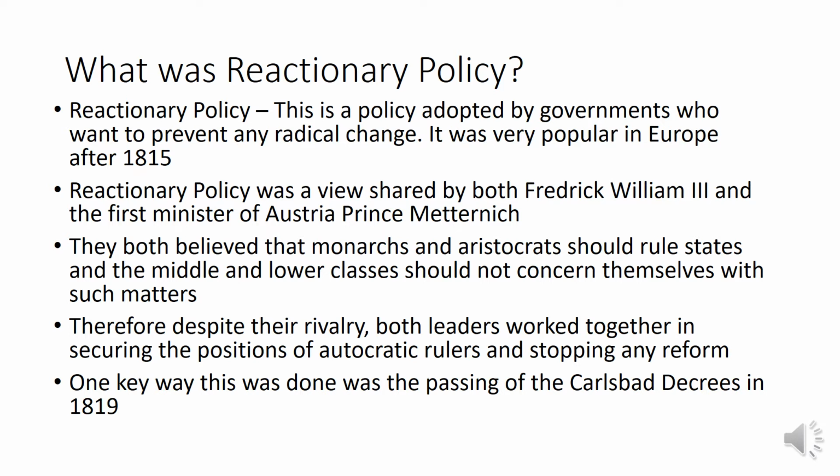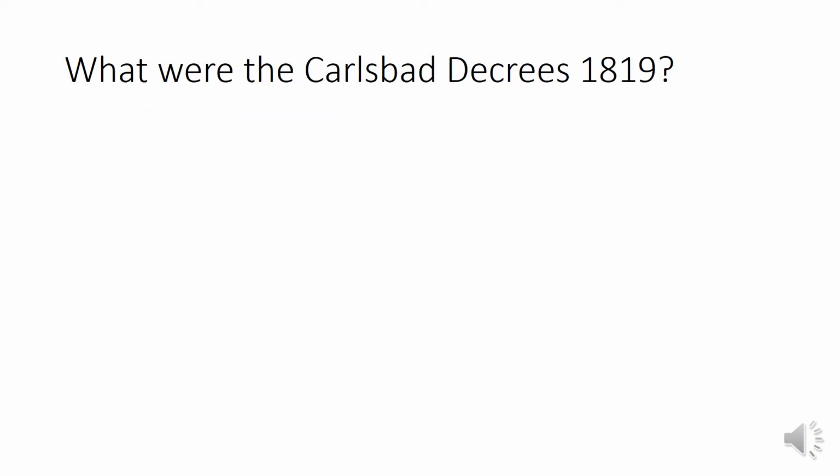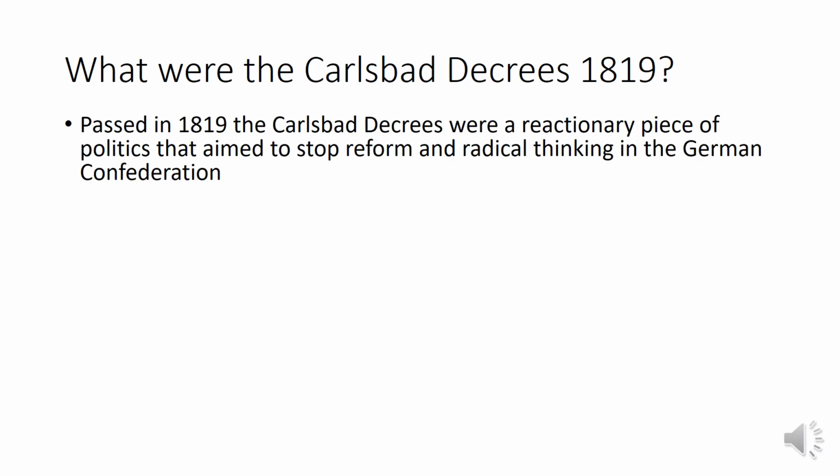One key thing they did to achieve this was by the passing of the Carlsbad Decrees in 1819. So, what were the Carlsbad Decrees of 1819? Passed in 1819, the Carlsbad Decrees were a reactionary piece of politics that aimed to stop reform and radical thinking in the German Confederation. So we can see here that this fits in perfectly with the reactionary policy we've just talked about. Okay, so its aims are to stop reform and any radical thinking, so thinking or speech that might change what people think.